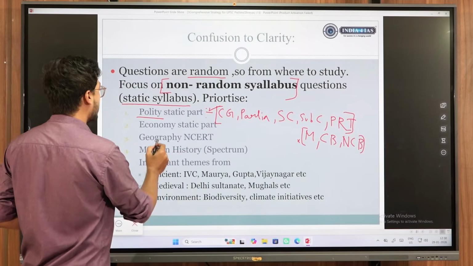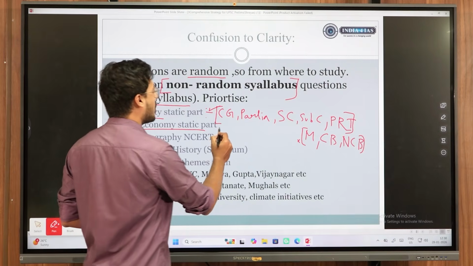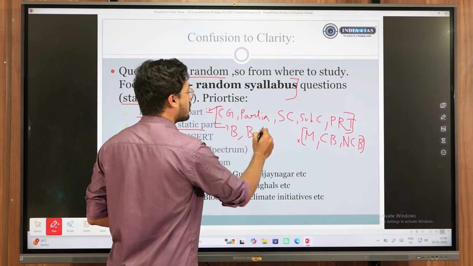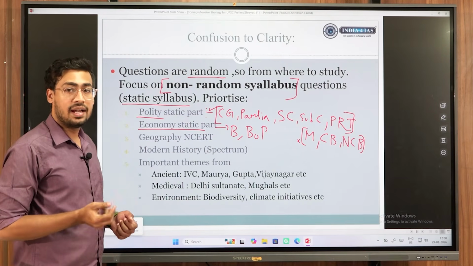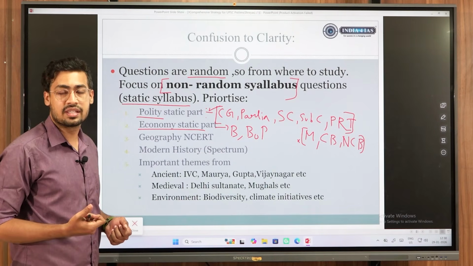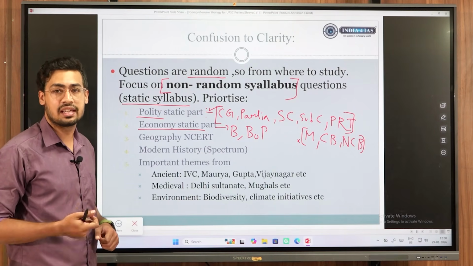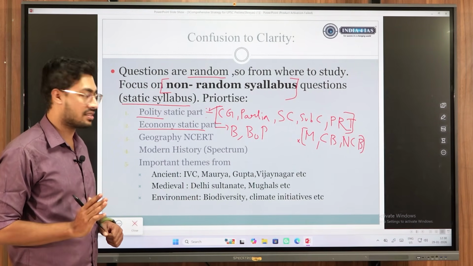Similarly, if I have to speak of the economic static part, in economy we know that banking is a very important subject, along with balance of payments. These are the areas where more questions are asked. So we need to focus more on these areas and give lesser focus to areas such as microeconomics, because hardly one question is asked every 2 to 3 years. So even if we do not do it, the loss that we incur is very small.